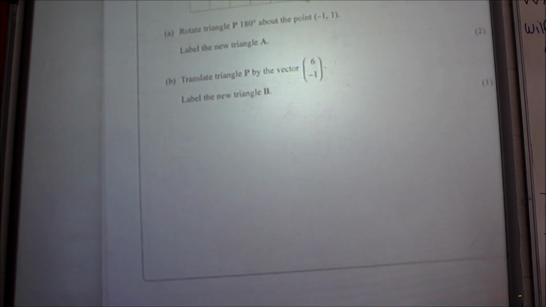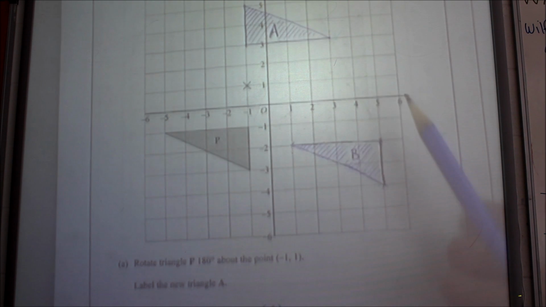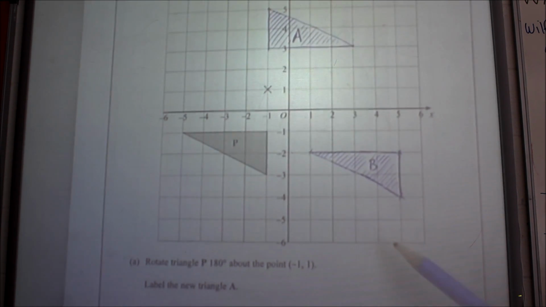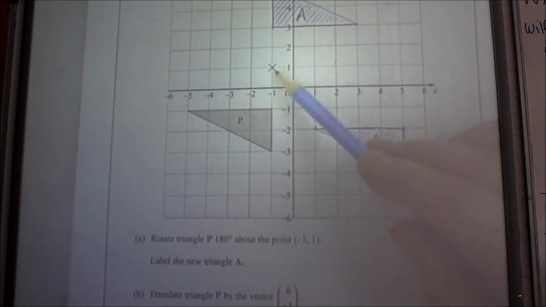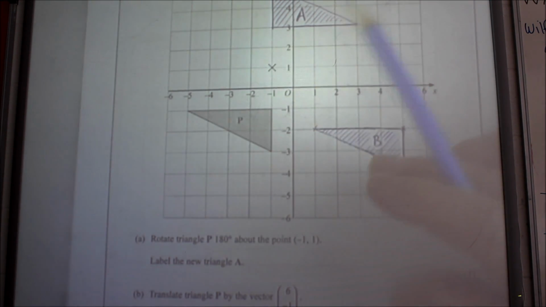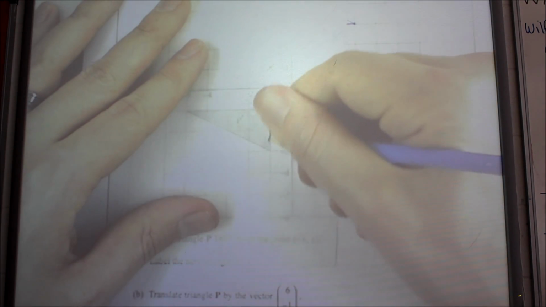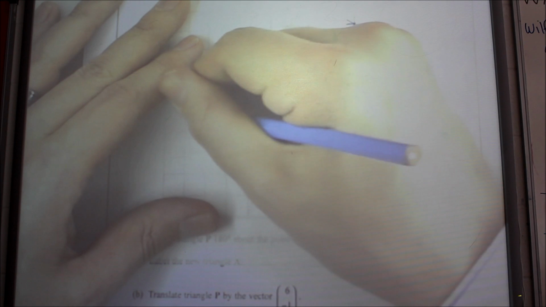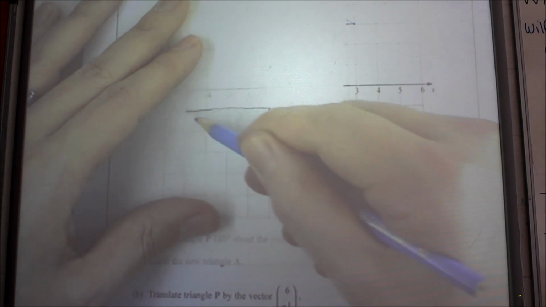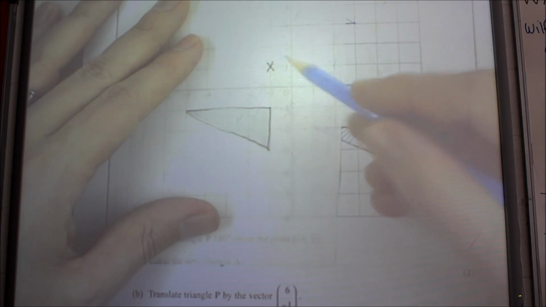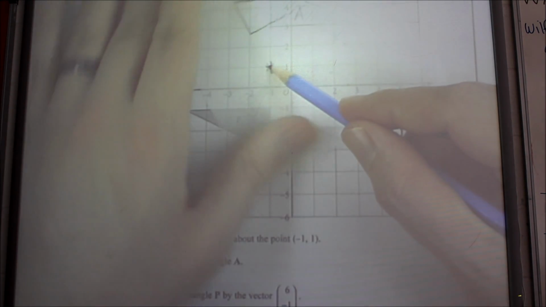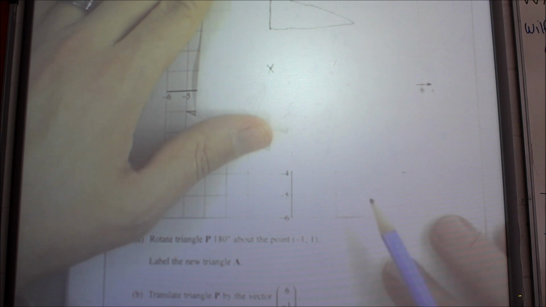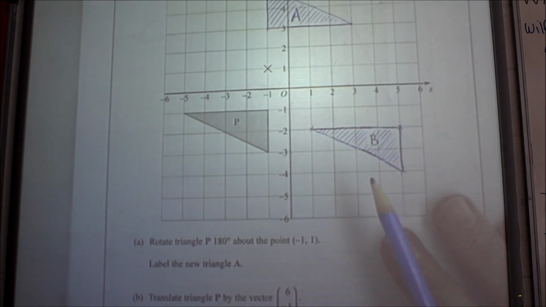Question number 6, rotate triangle P 180 degrees around the point -1, 1. First of all, they've already put a cross there for you. So we're going to rotate it 180 degrees. 180 degrees is half a turn, but you should already know that. So draw around that, put my cross where I've got to rotate it, and it will end up here. And as you can see, I've labelled it triangle A.